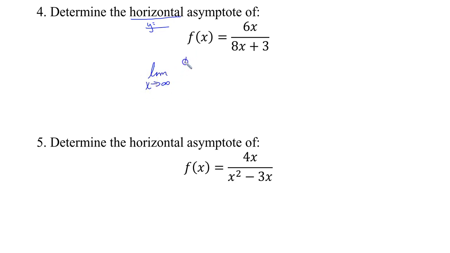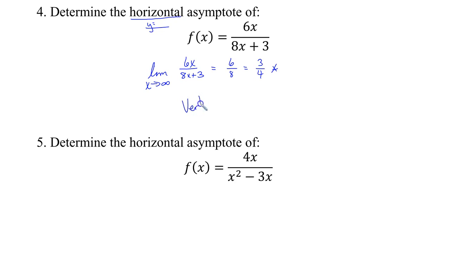This kind of ties it into what we did at the beginning of the semester, and these are the values we're looking at. So since the power of the numerator and the denominator are the same, this limit is actually equal to 6/8, which will simplify to 3/4. And this becomes the magic number.